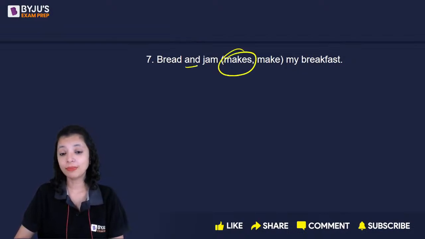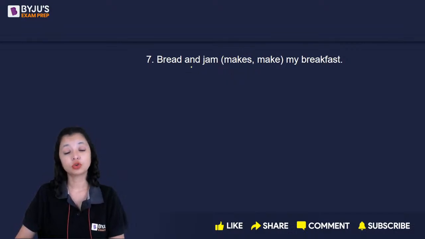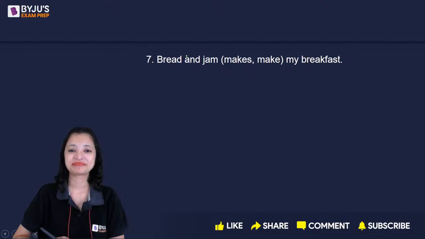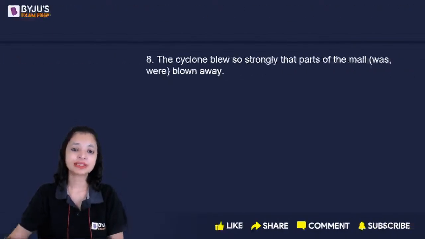So don't take the rule blindly when they say there are two subjects connected with an and, you should take a plural verb form. No, that's not a blind rule. There are times when it could be singular as well, like in this one. All right, let's look at question number 8.